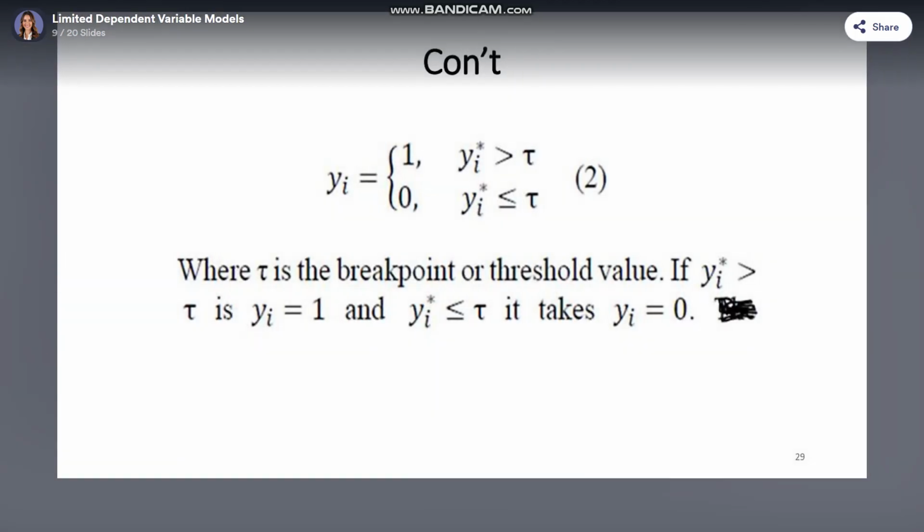In these models, the observed binary outcome depends on an underlying latent variable crossing a threshold. If this latent variable exceeds a certain cutoff, the observed outcome is 1. Otherwise, it's 0. This threshold concept helps us understand how the binary outcome relates to the continuous latent process behind it.